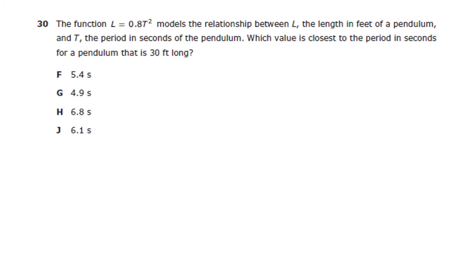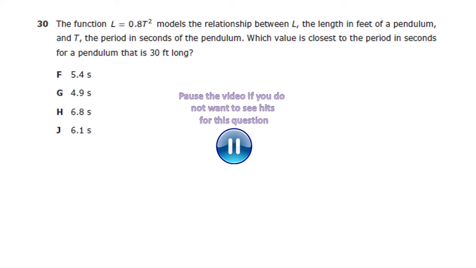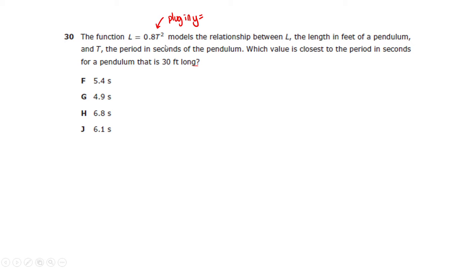All right, number 30. Number 30 has a relationship, and we have to predict when y is 30 feet long. Pause the video if you don't want to hear any hints. This concept comes from day 15. The reason is that t squared is the same thing as x squared, which means it's a quadratic relationship. Since it's a quadratic relationship and our L is the same thing as y in this case, we can put this into our y equals key.